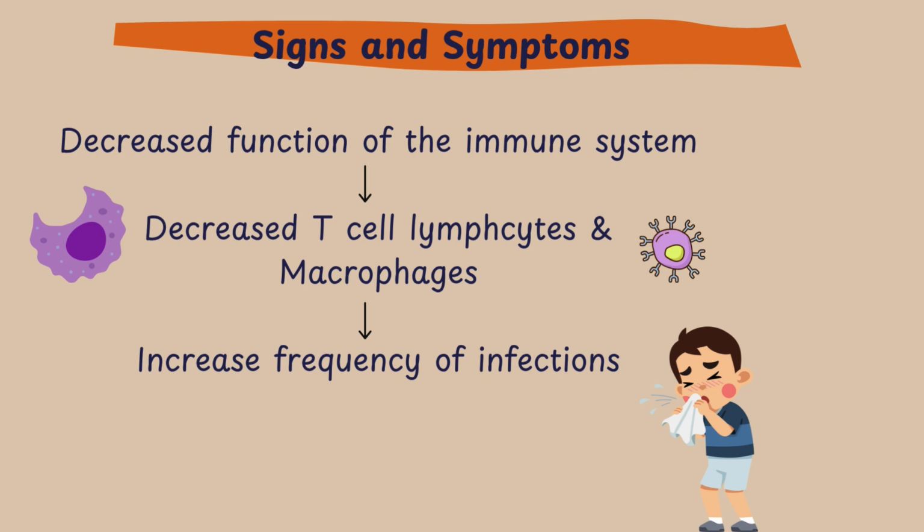What else do we see? Besides the appearance of such a patient, you might also notice that a patient is presenting with more frequent infections, maybe more frequent upper respiratory infections or more frequent sinus infections. This happens because cortisol dampens the immune system. It decreases the activity of T cells and macrophages, and it makes the body more susceptible to infection.